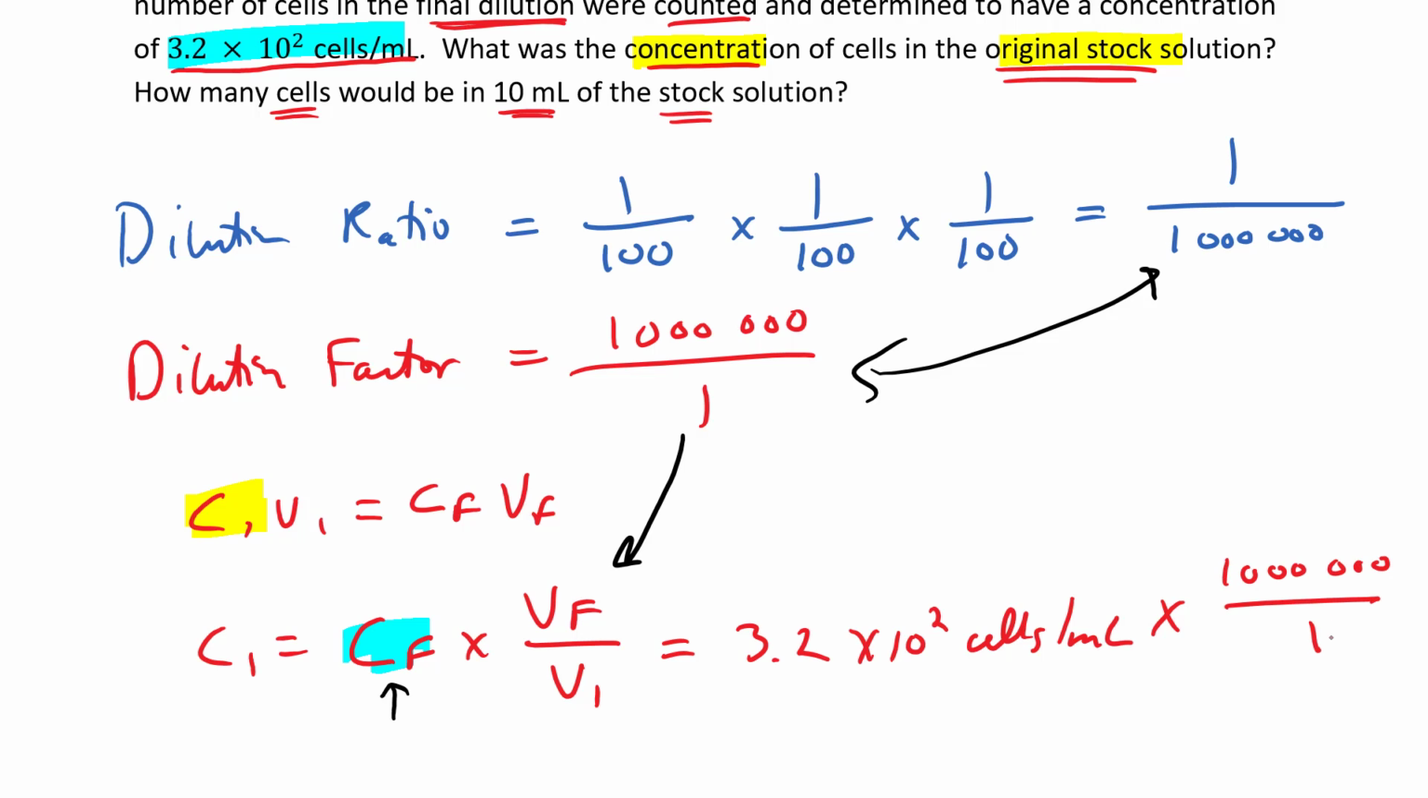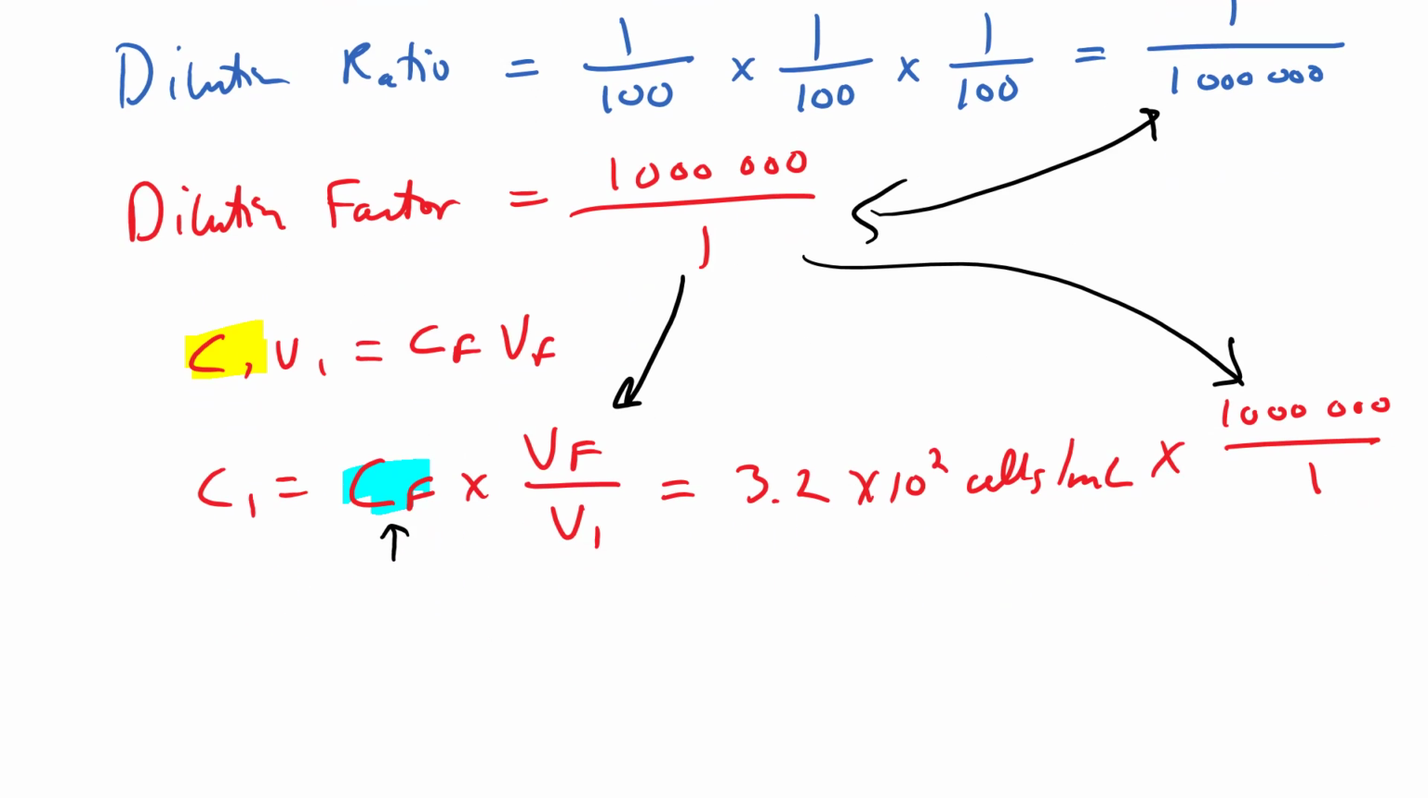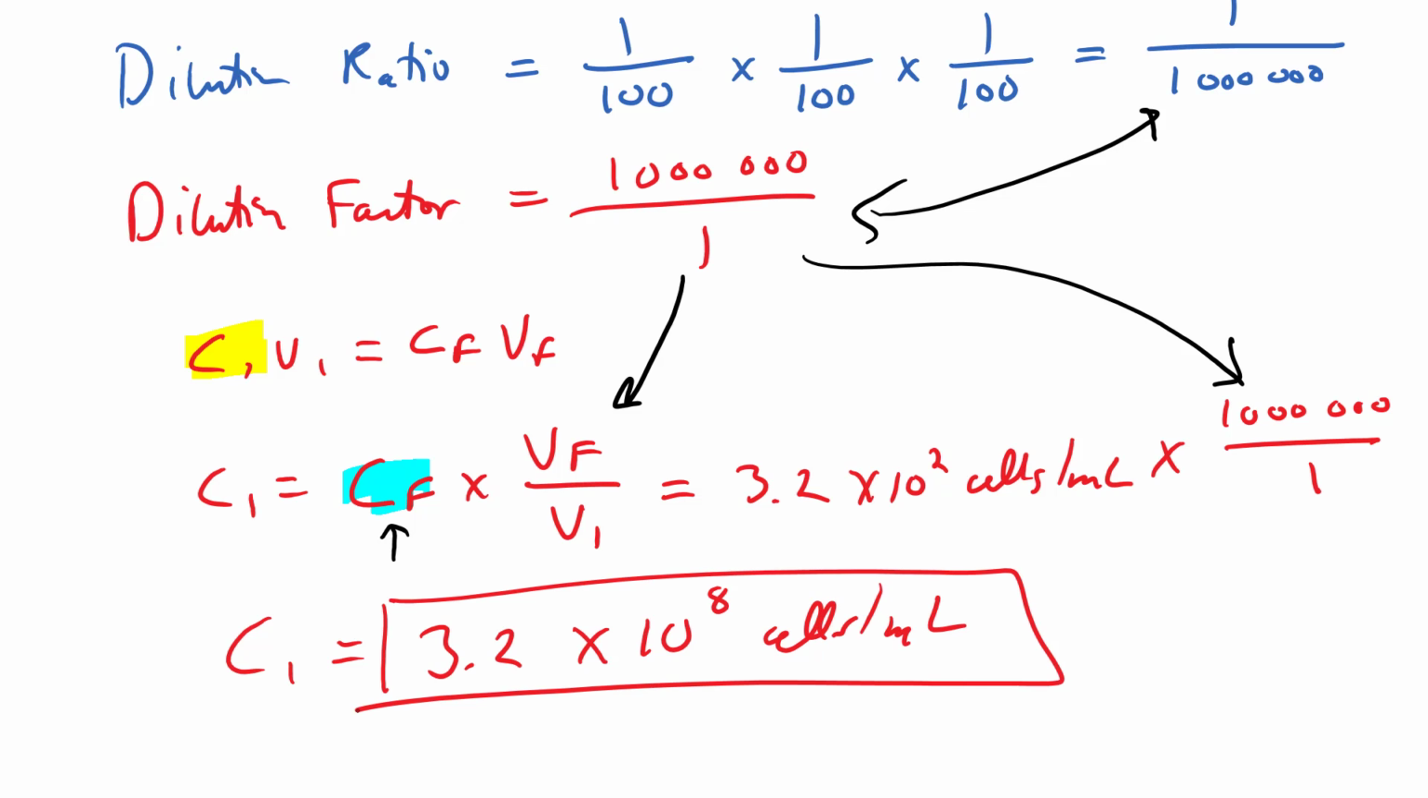When you write your dilution factor, please don't write 1 million. Please write 1 million over 1 so that I understand that you know where this comes from. Solve it now. Initial concentration will be 3.2 times 10 to the 2. 1 million is times 10 to the 6. So 3.2, 2 plus 6 is 8. No calculator required. So from this calculation, we determined that the initial stock concentration before the serial dilution was 3.2 times 10 to the 8 cells per mil.